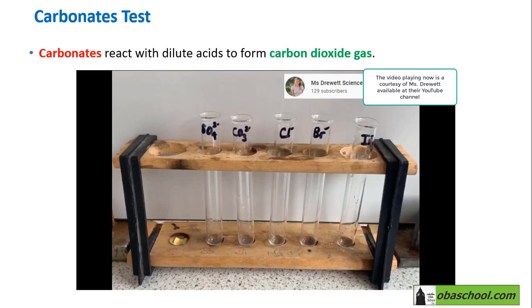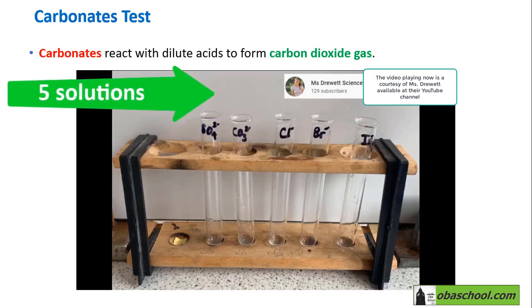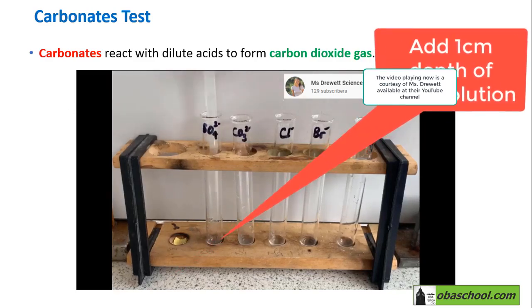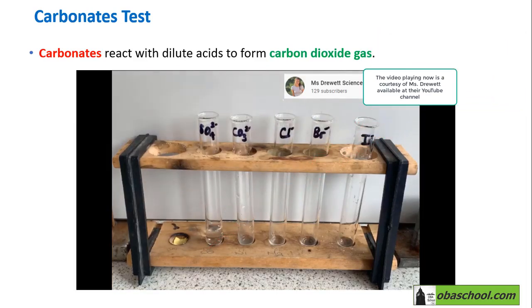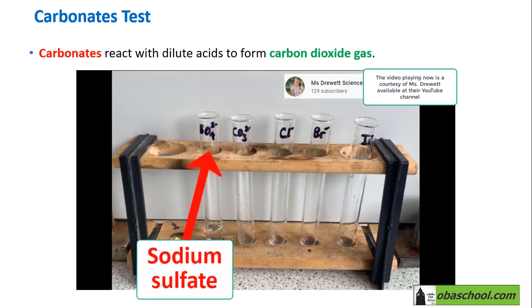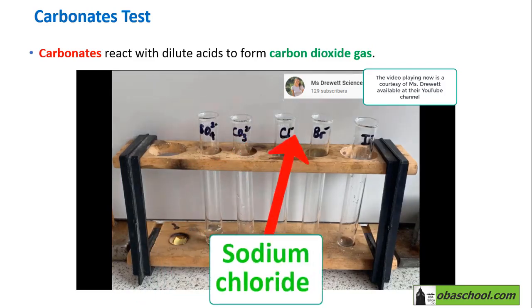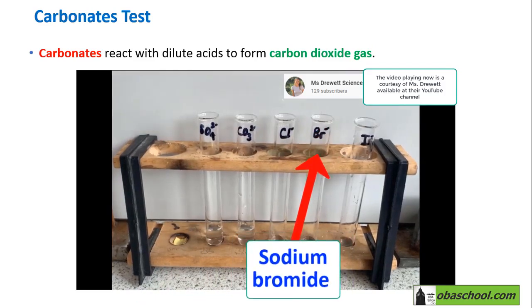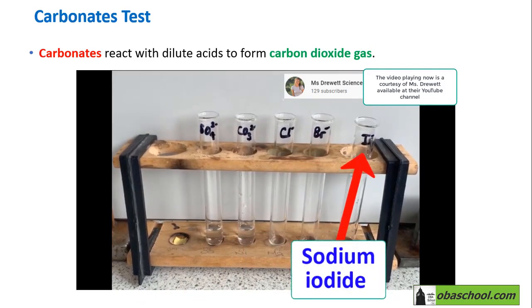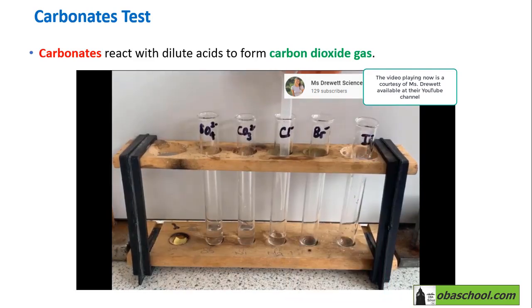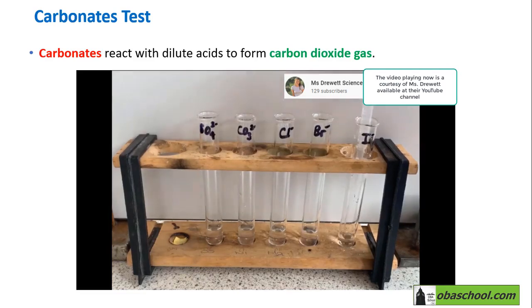First of all, we are going to be using 5 different solutions, and we're going to be adding 1 centimeter depth of each solution into its appropriate test tube. So on the far left, we have sodium sulfate, then sodium carbonate, then sodium chloride, then sodium bromide, and sodium iodide. We have just labeled them using their metal ions. Now we are adding the amount of solution there.